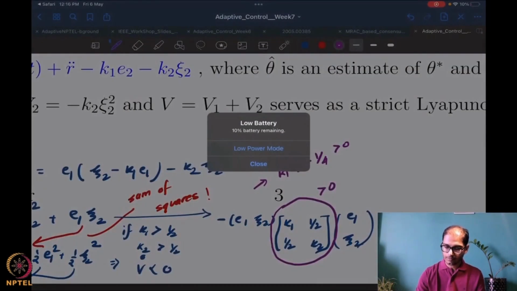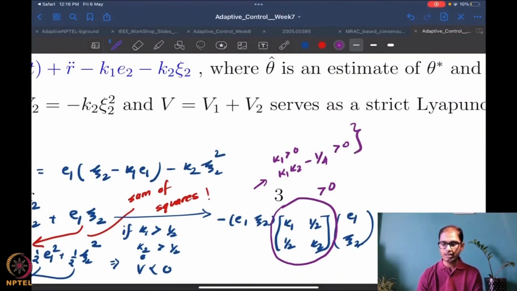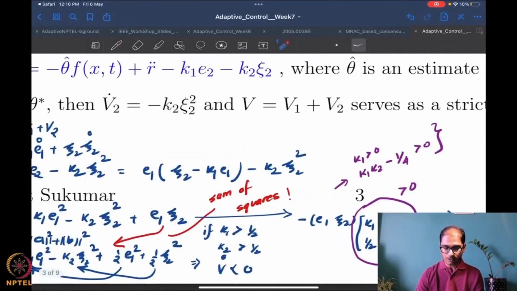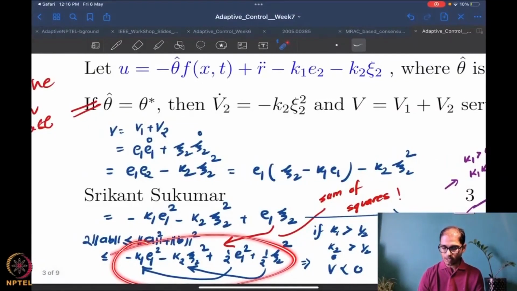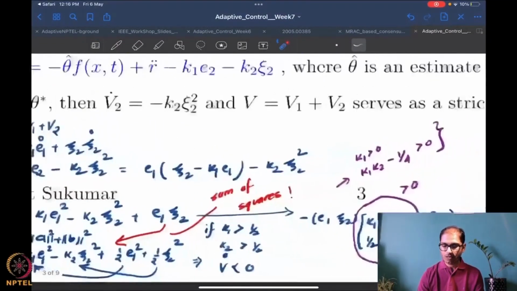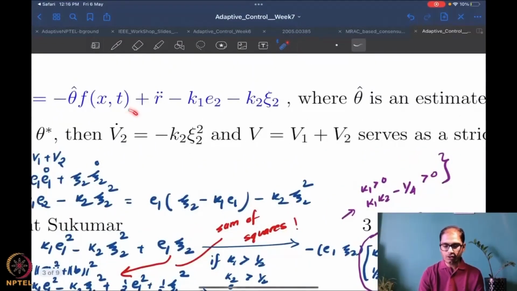So these are the more realistic and of course the least conservative conditions. The only thing is it's just easier to write it out in this way and more tractable. That's it. Okay. So anyway, the steps are not over here once you compute V2 dot.